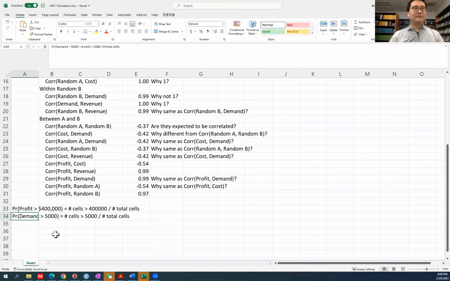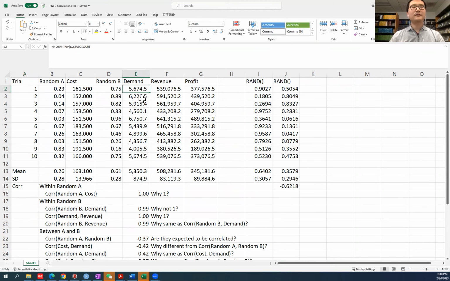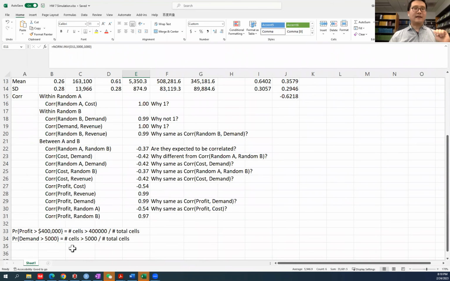Another similar question would be, what's the chance of the demand being larger than 5,000? This is where some students would deviate in the question. The correct answer would be as simple as calculating the number of cells greater than 5,000. For example, I calculated 1, 2, 3, 4, 5, and 6 cells to have a value greater than 5,000. I would answer 60% is the probability of demand greater than 5,000.